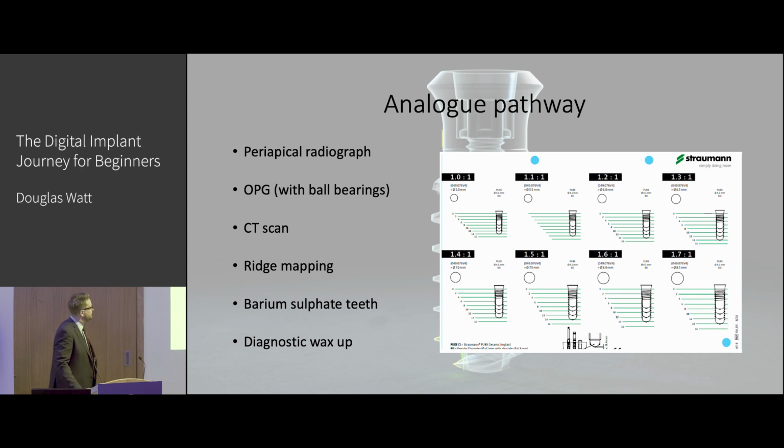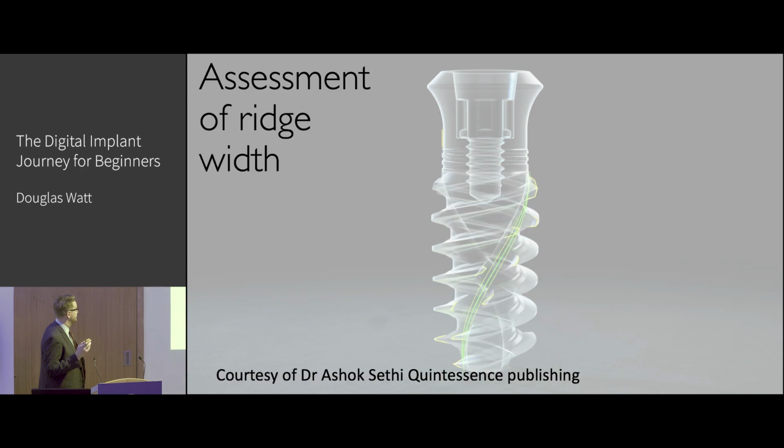One of the things we would use was this thing on the right, where you put a 5mm ball bearing onto your OPG, and then you measure what sort of magnification factor the OPG machine has, and then you measure where you're going to put your implant on that OPG, which, as I'll go through, obviously had its flaws looking at a 2D versus 3D planning protocol. Occasionally we'd use a CT scan, but it was far less common in those days. Ridge mapping, barium sulfate teeth, which again has, Shadil said it's gone, and diagnostic wax up.